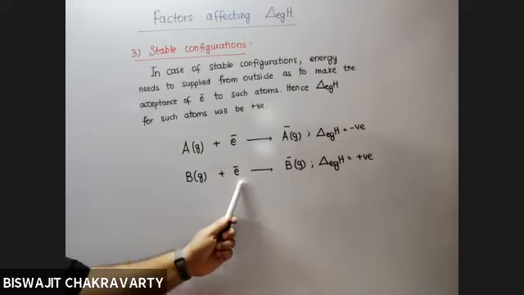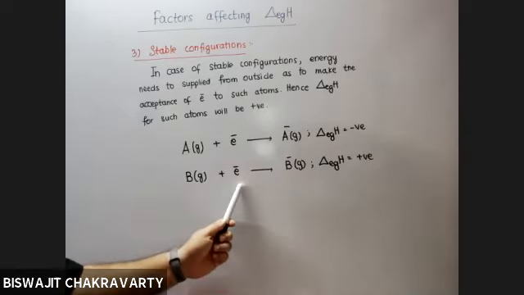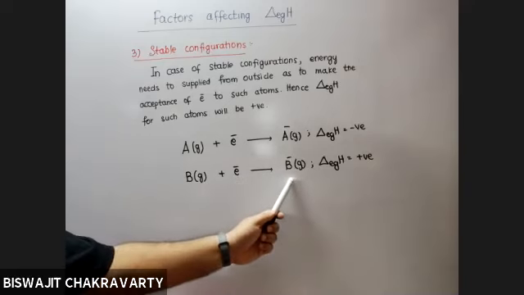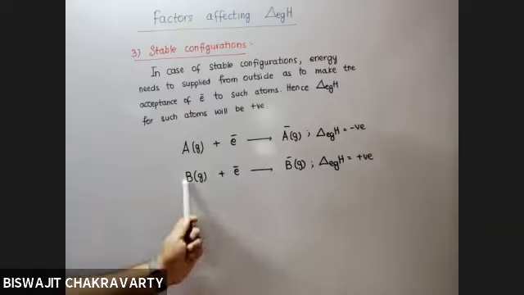B is not in a position of accepting an electron, because if it accepts the electron, it will lead to a species with high energy and less stability, and therefore it will not accept the electron. Clear?